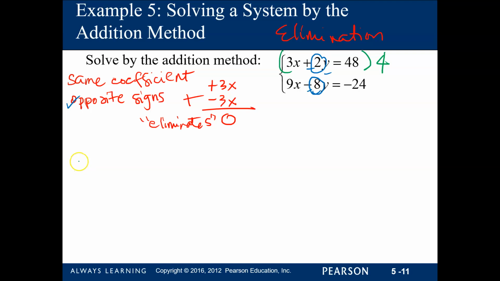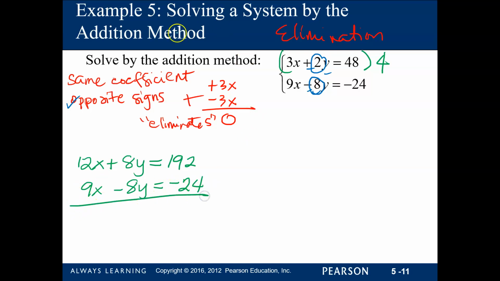Which will give us 3x times 4 is going to be 12x, plus 2y times 4 is going to be 8y, is equal to 48 times 4. So that's a 32, carry 3, 4 times 4 is a 16 times 3, plus 3, that's a 192, okay? And then, do we need to change anything on the bottom equation? No need, because we have a minus 8 there. So you have 9x minus 8y is equal to negative 24, okay?